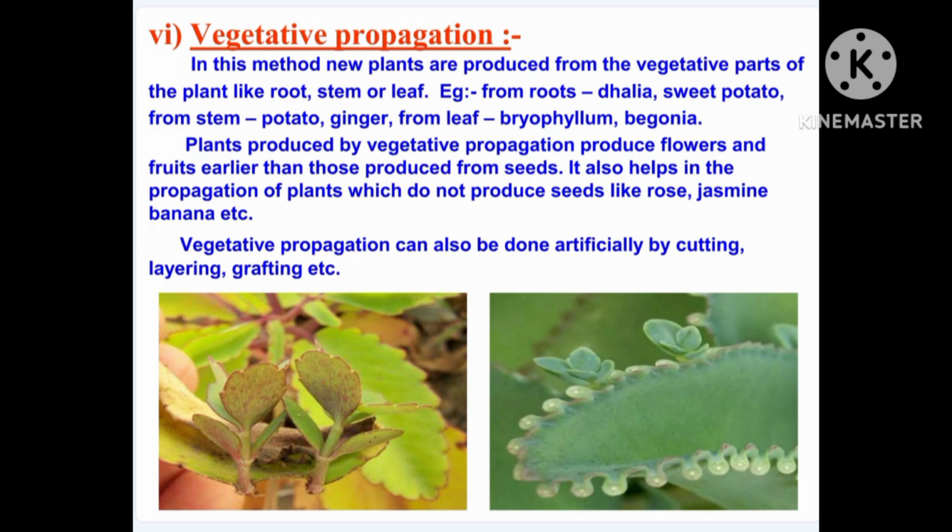In the last session we learned about asexual reproduction. In today's session we are going to learn about vegetative propagation. It is a method in which new plants are produced from the vegetative part of the plant, like root, stem or leaf. These are called the vegetative parts of the plant. From roots we get dahlia and sweet potato. These are the vegetative parts of some plants which we get from the roots. And from stem we get potato and ginger, and from leaf, bryophyllum and begonia.